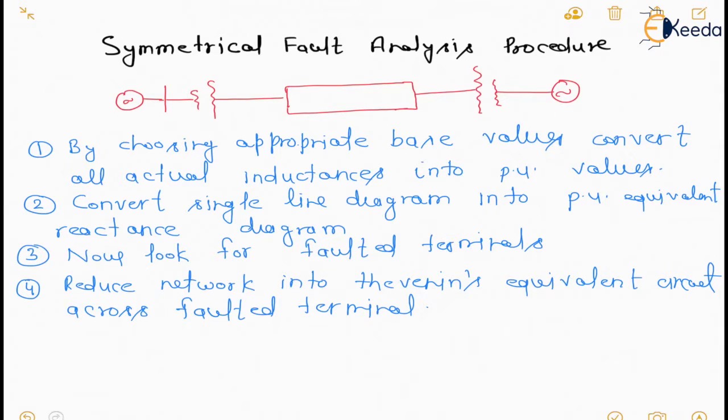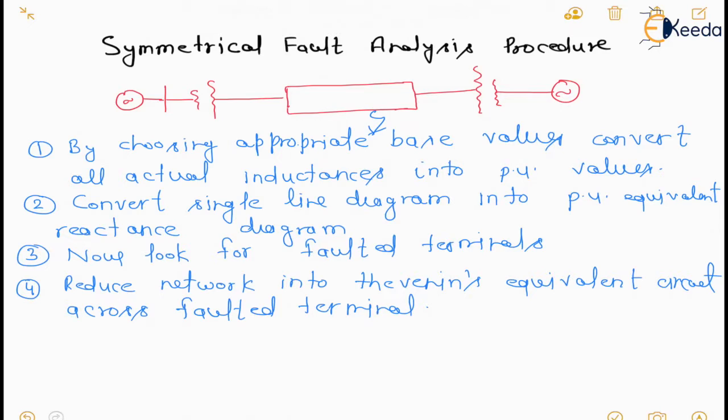In the previous class we studied fault analysis on a single piece of equipment. Now we are going to study symmetrical fault analysis on a single line diagram. Means if we are given a single line diagram, a power system, and at any place a fault happens, then we are going to find the value of the short circuit current as well as the short circuit power.